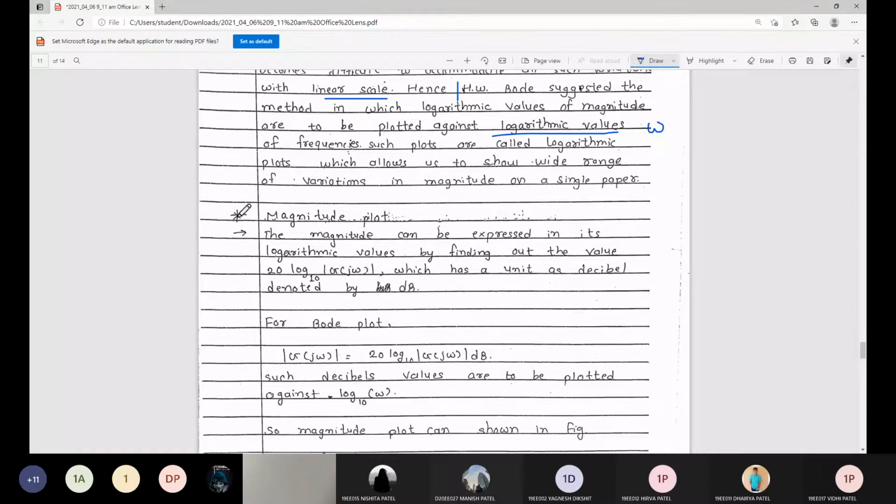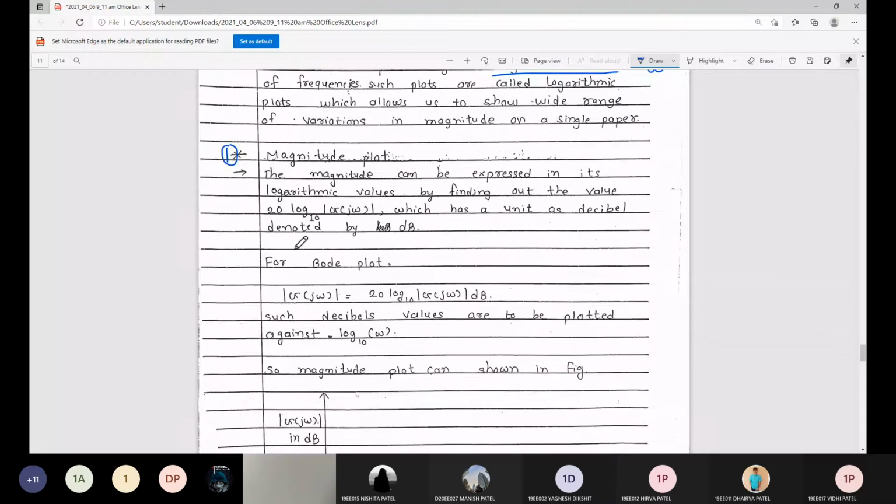Okay, so the first part is nothing but your magnitude plot. The magnitude can be expressed in terms of logarithmic values by finding out the value of 20 log of any function. This function will be your transfer function, whether it is an open loop transfer function or a closed loop transfer function. But as far as the Bode plot is concerned, we will be using the open loop transfer function.